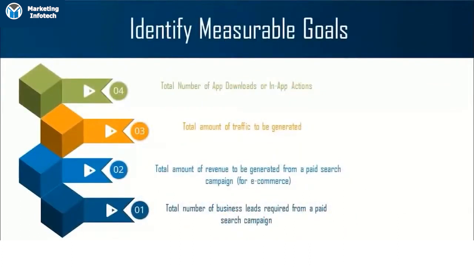These are some of the common goals that I identify. Goals can be much trickier and more complex, but let's keep it simple for the discussion. Goals can be the total number of business leads required from a paid search campaign, or the total revenue to be generated from a paid search campaign. For e-commerce or visibility campaigns, goals can be the total amount of traffic to be generated. Fourth, for app campaigns, goals can be the total number of app downloads or in-app actions.